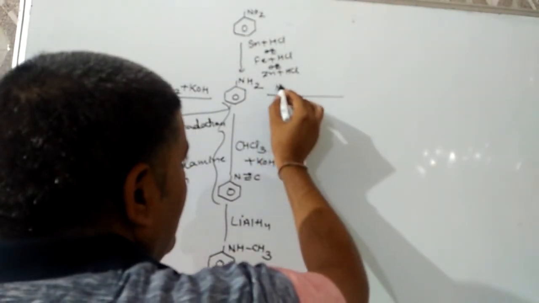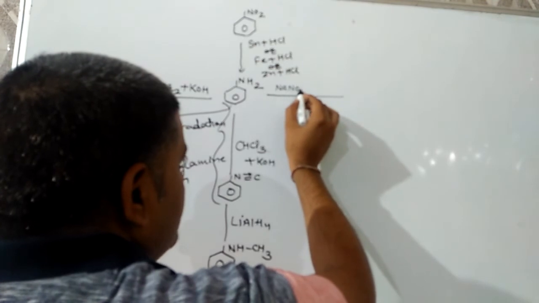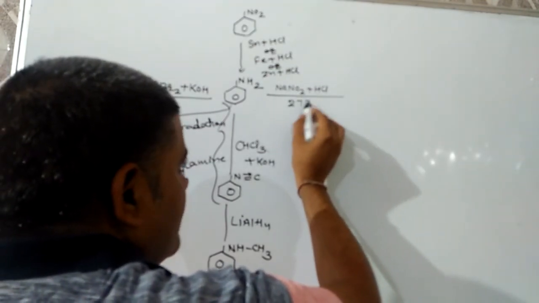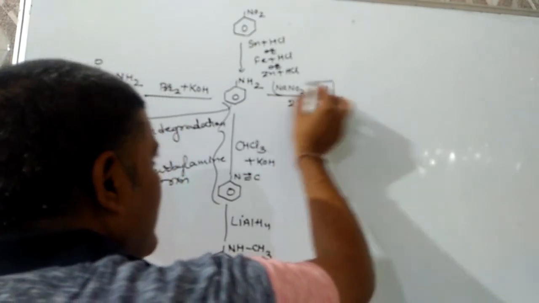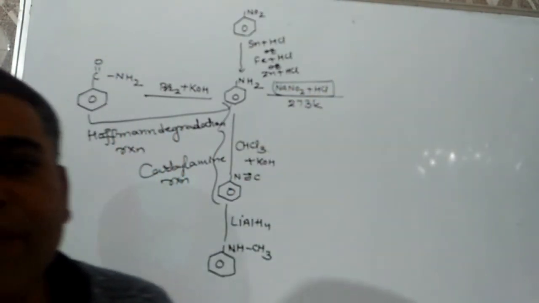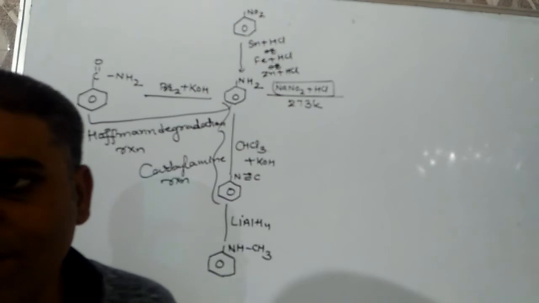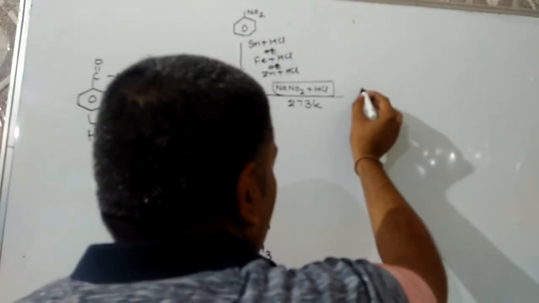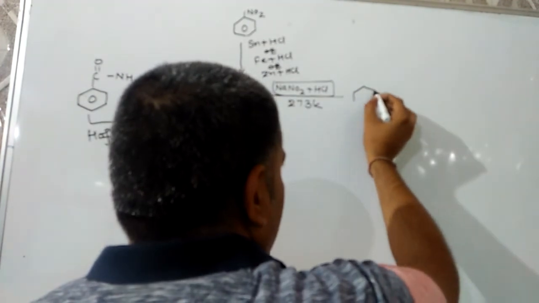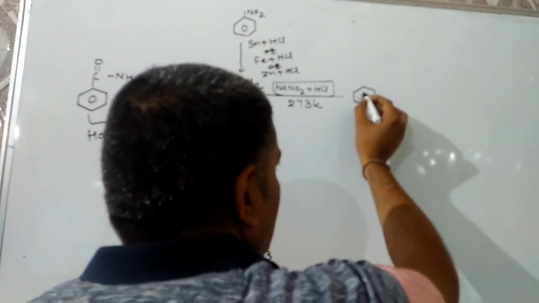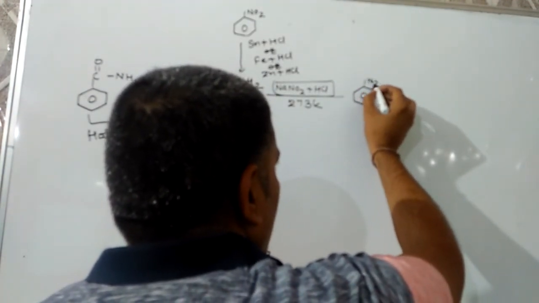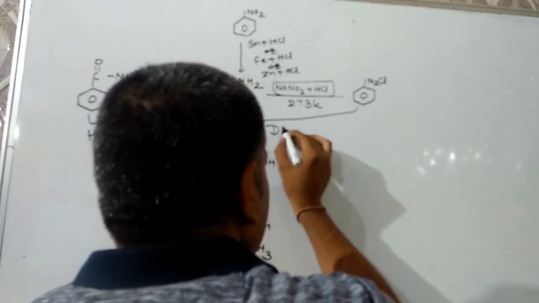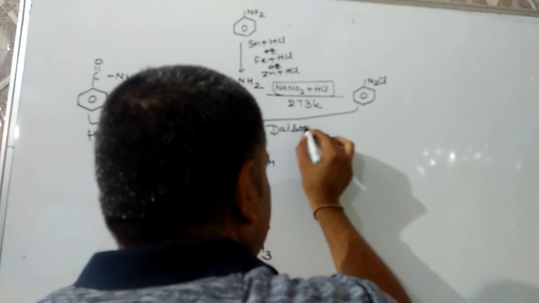Next, NaNO2 is added to aniline in presence of HCl at 273 Kelvin, and this reagent is a very important reagent. For aliphatic amines, alcohol will be formed, but for aromatic, benzene diazonium chloride is formed, and this reaction is known as diazotization reaction. Very important reagent for aromatic organic conversions.